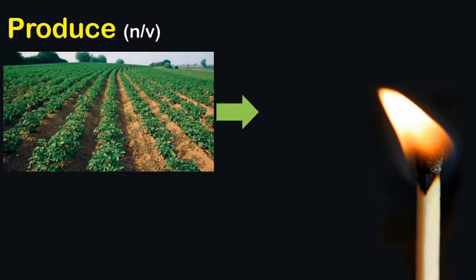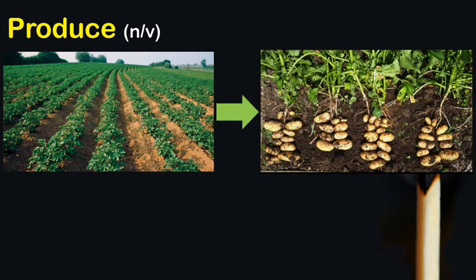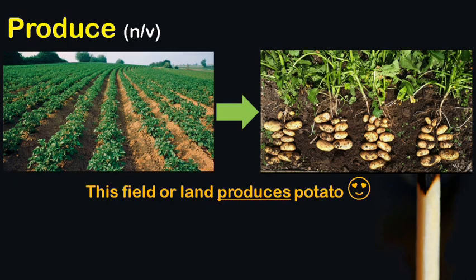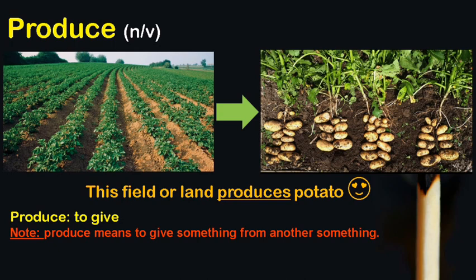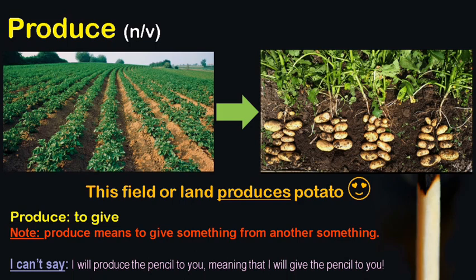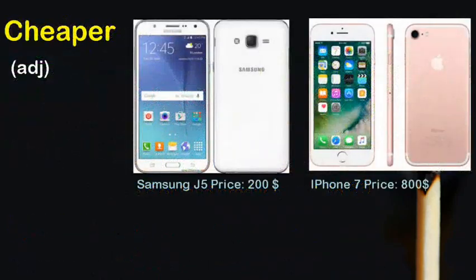The word produce, it also can come as a noun or as a verb. This field, what do you see? This field or this land produces potato. Produce means to give, but we have an important note here. Produce means to give something from another something, okay? So I can't say I will produce the pencil to you, meaning that I will give you the pencil. It's wrong. Okay, you have to pay attention to the meaning of this word.